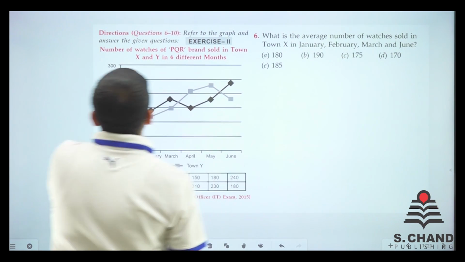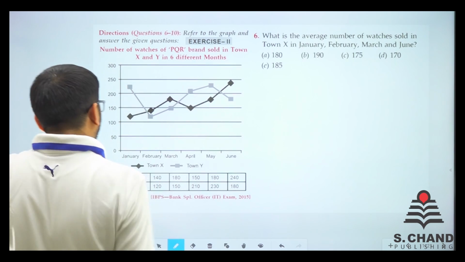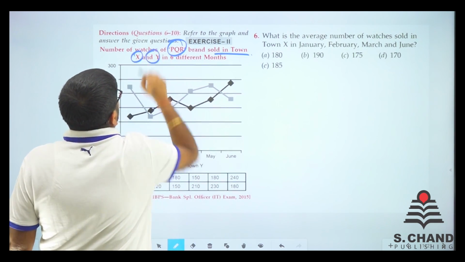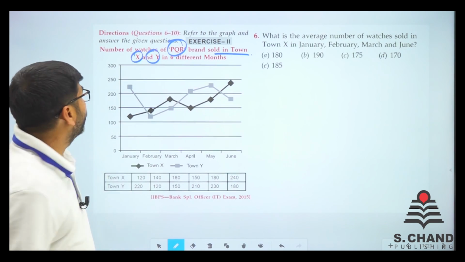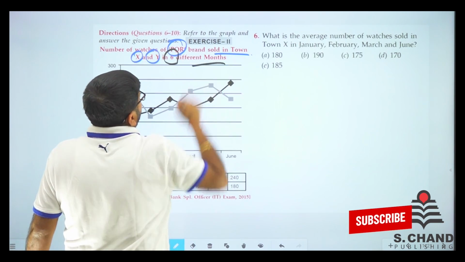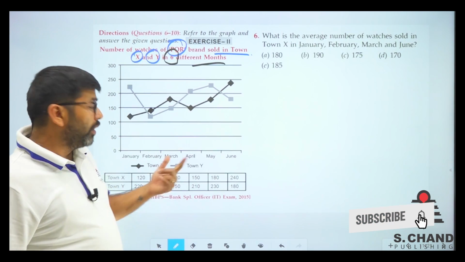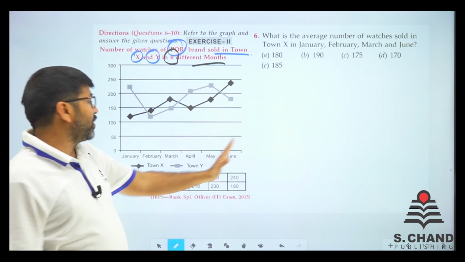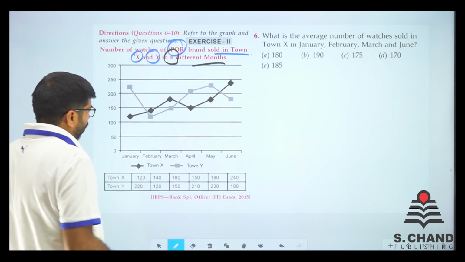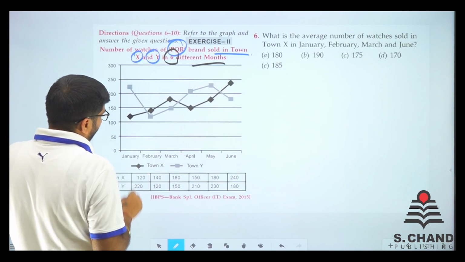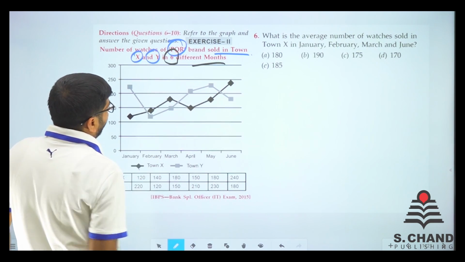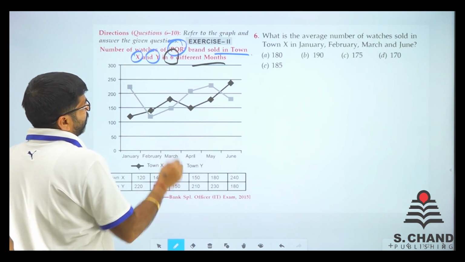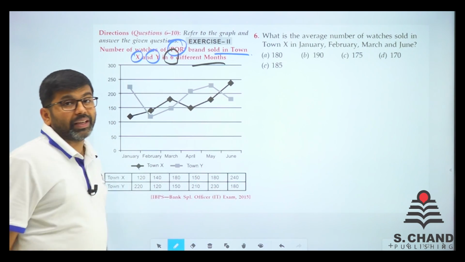Let's see what the DI says. Number of watches of PQR brand sold in town X and Y. There are 2 towns where this watch is sold in 6 different months. So we have 2 towns, X and Y, and the data for 6 different months. This black one is town X, this is town Y, and we have January, February, March, April, May and June. All the data is given, right?